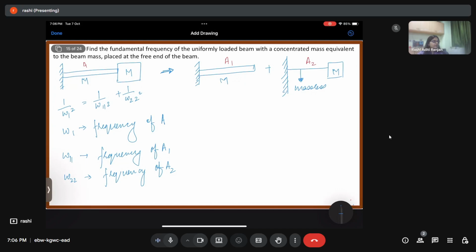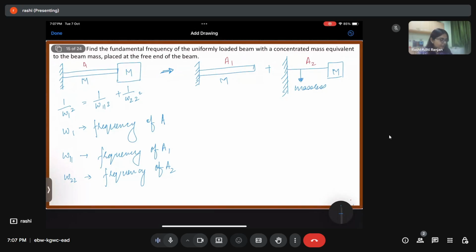And what we can do is we can just take out the values of frequencies for, firstly, a beam of mass capital M, we find out the fundamental frequency for that. Then we find out the fundamental frequency for a beam with a mass of capital M at the free end of that beam. But the mass of the beam is very small as compared to capital M, so we consider it as massless. And then if we find out the frequencies of A1 and A2, we can simply put them in the equation that we evaluated and then get the final fundamental frequency, right?